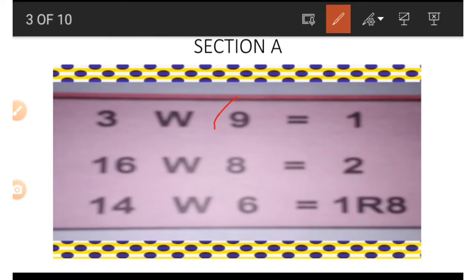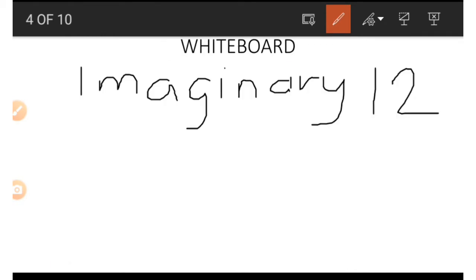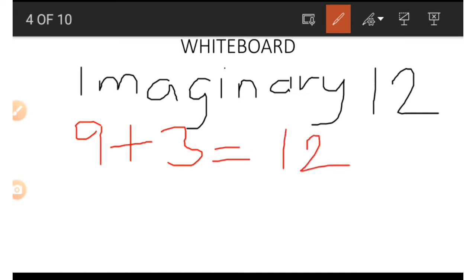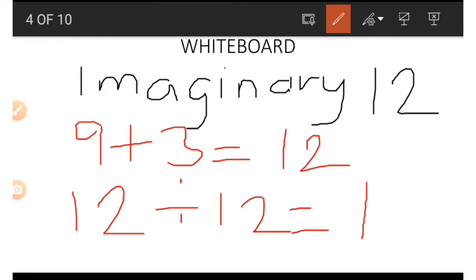So let's begin. For example, if we are to do the first one, which is 3 and 9, the first thing to do is to add. So we have 9 plus 3, and that will give us 12. So we then divide this result 12 by the imaginary number 12. So 12 divided by 12 will give us 1. So that is why 1 is written.